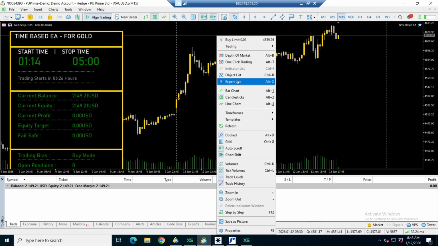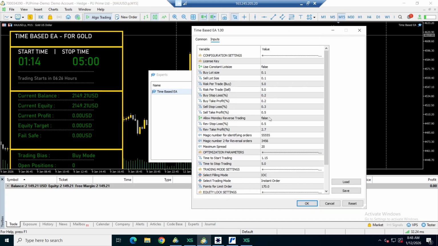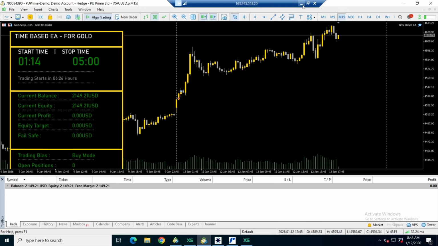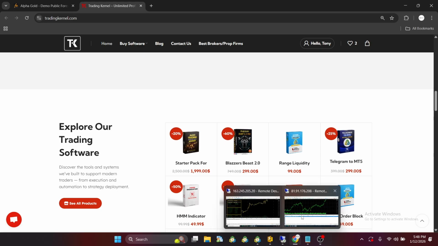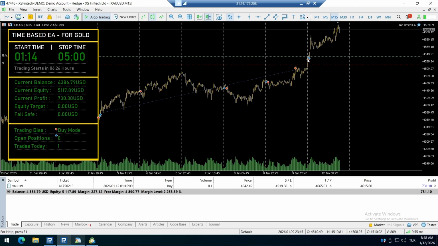So if I head over to my expert list here and I click on properties, you can see I disabled allow Monday reverse trading, right? So we did not take that trade on this account. But if I head over to this account here, which is the next account, and I click on here, you can see we actually took that trade here.